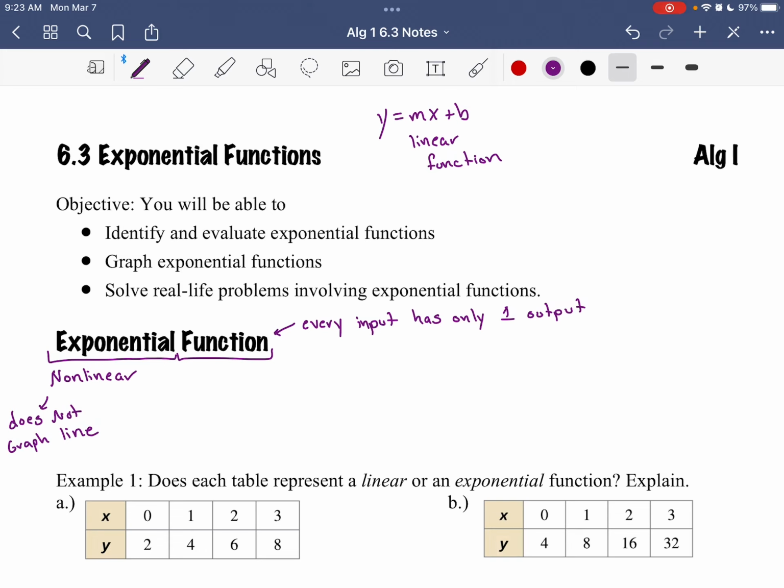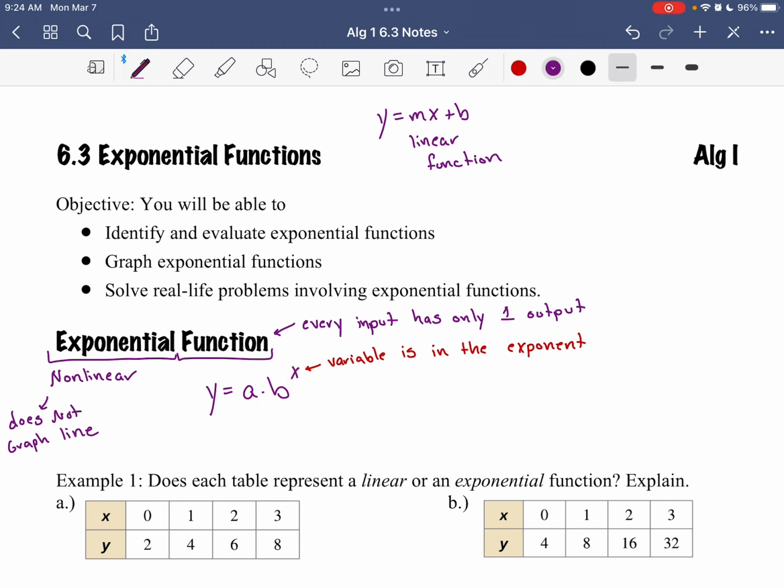Exponential functions, primarily its parent function, are of the form y equals a times b to the x. I want you to notice where the variable is in this case. The variable is in the exponent, hence it being called an exponential function. So in this function, I'm multiplying b times itself so many times, x times, then multiplying it by a.